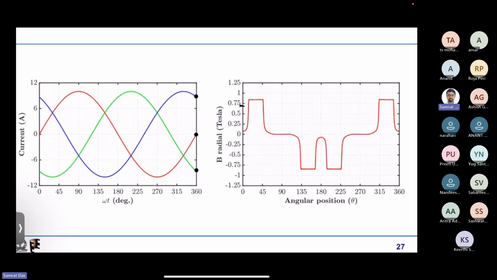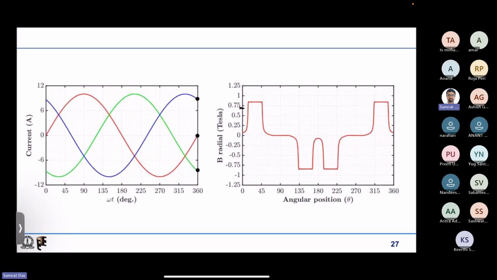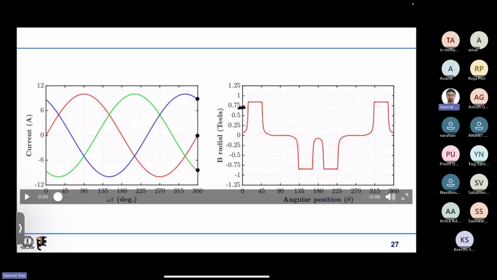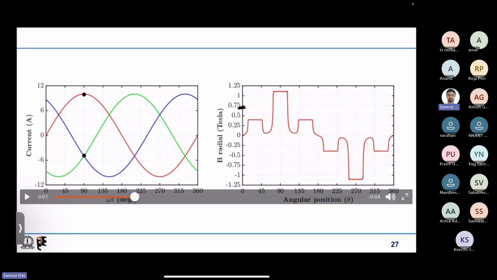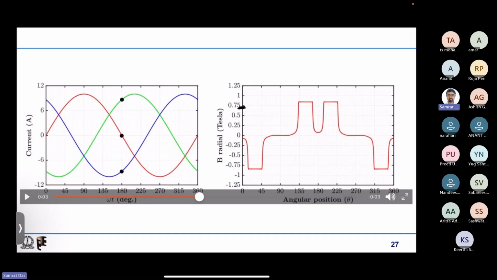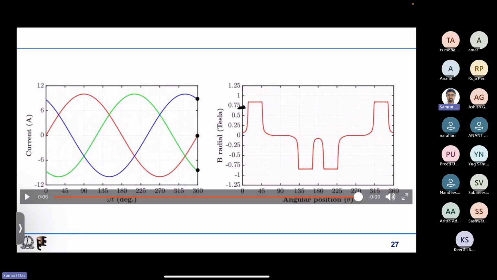So the peak is at theta equal to 0 degrees. And if I go ahead, it is 90 degrees, so the peak has moved by 90 degrees. If I reach omega t equal to 180 degrees, it has moved by 180 degrees. And again it is moving, and it reaches 360 degrees, which is the same as the initial position, as we complete one electrical cycle.